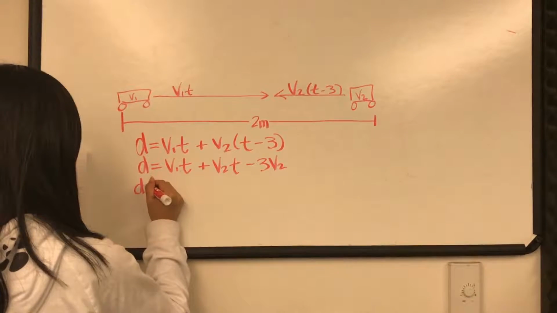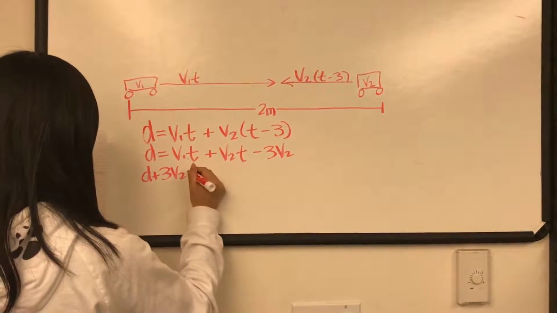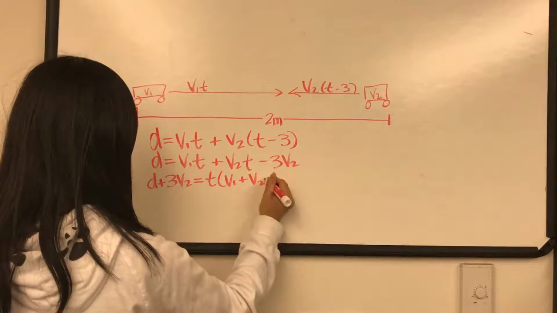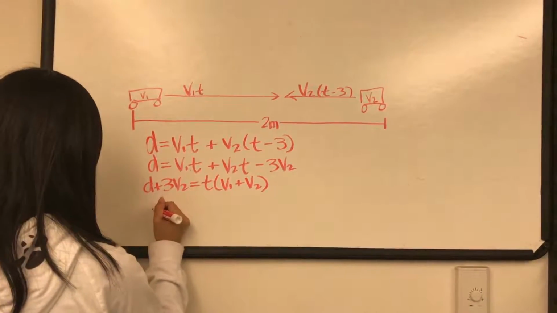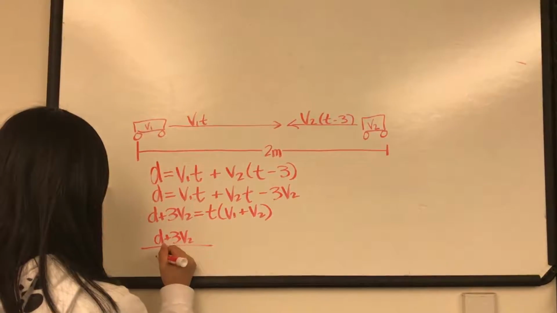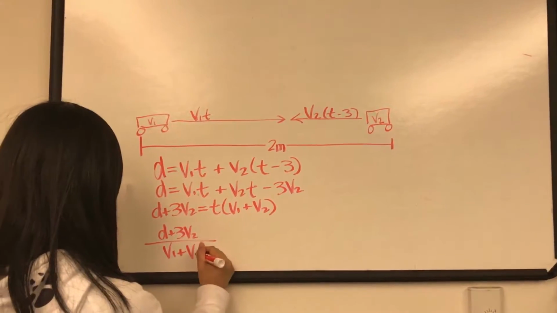Then we added 3v2 to each side and factored out the t from the right side. Then we divided both sides by (v1 plus v2) to reach the final equation of (d plus 3v2) divided by (v1 plus v2) equals t.